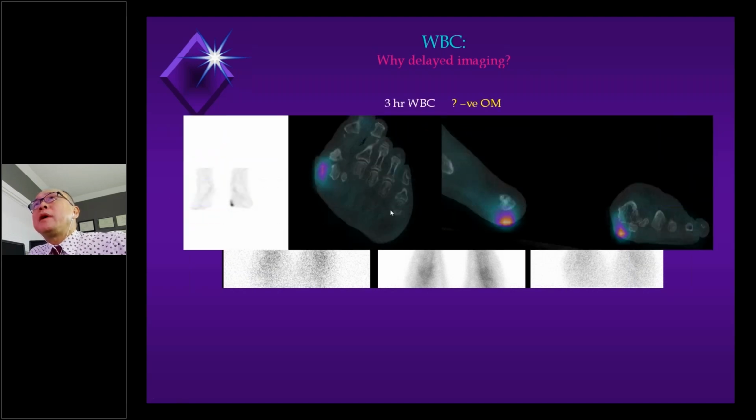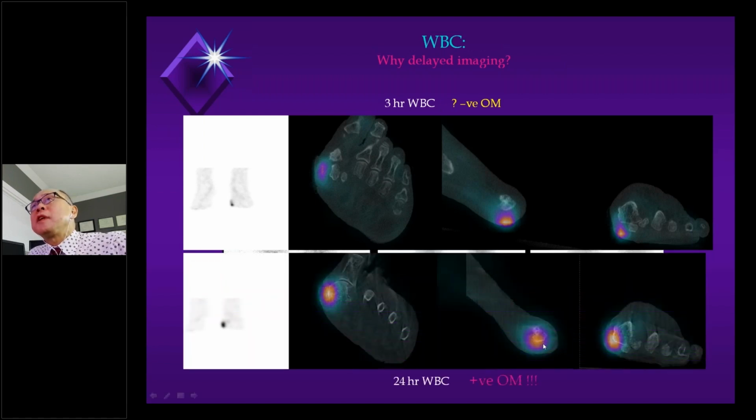And so whereas at 3 hours, perhaps you might be comfortable saying that this is not osteomyelitis, it's relatively superficial, I'm not at all convinced that there's bone involvement. You might think differently at 24 hours, where there is a far greater depth of involvement. I would not be comfortable letting this one go as negative for osteomyelitis, for example.